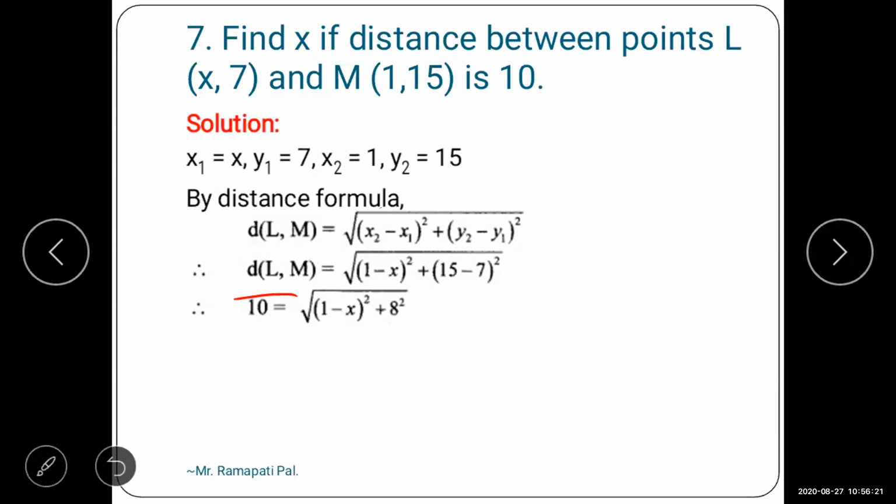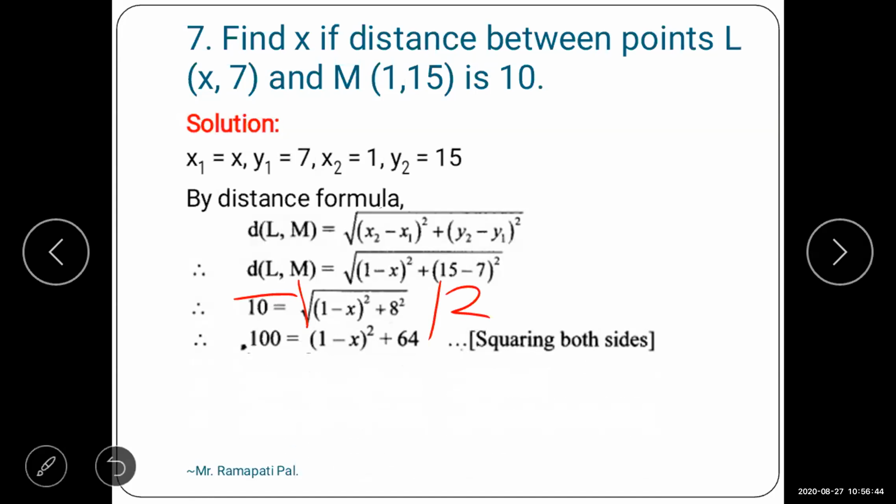Now squaring both sides, the square root will be cancelled. 10 square will become 100, and on the other side the square and the square root will be cancelled. So it becomes 100 is equal to (1 minus x) square plus 8 square, which is 64. Now 64 we will take to the left hand side, so it becomes minus 64. So (1 minus x) square is equal to 100 minus 64.